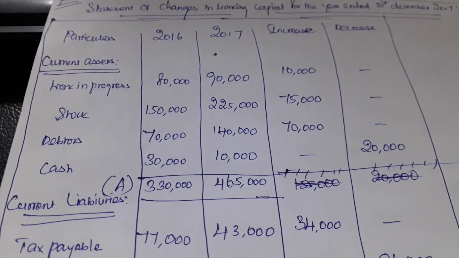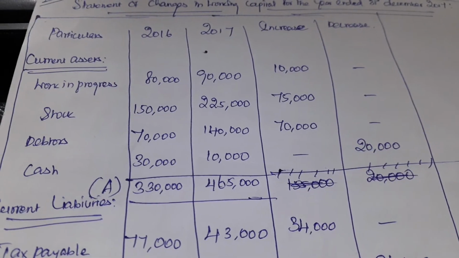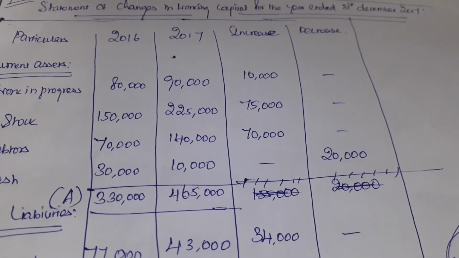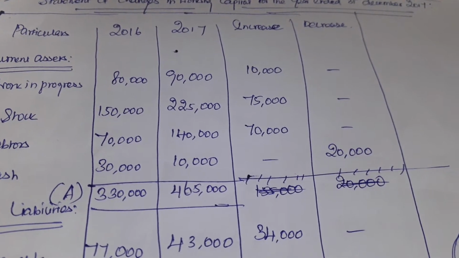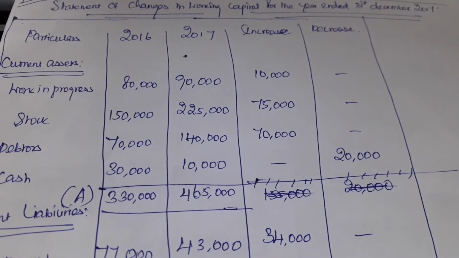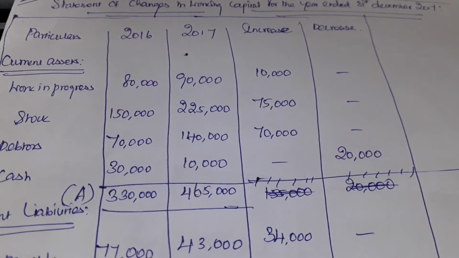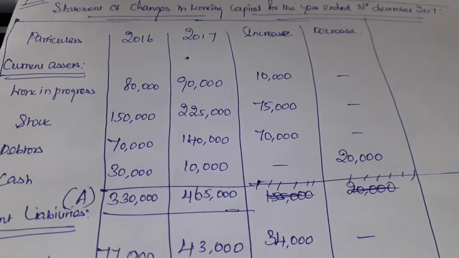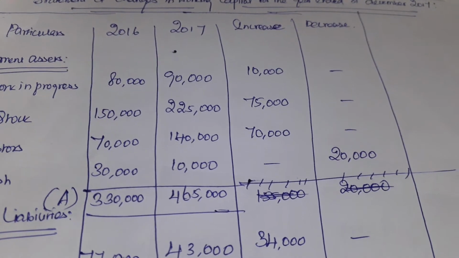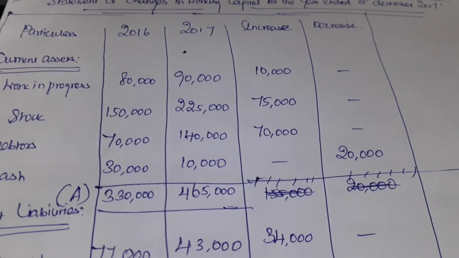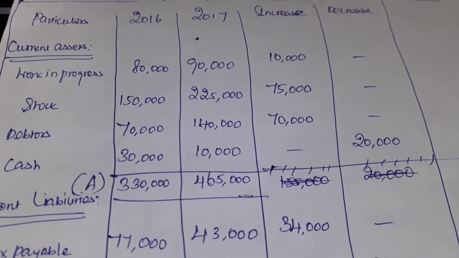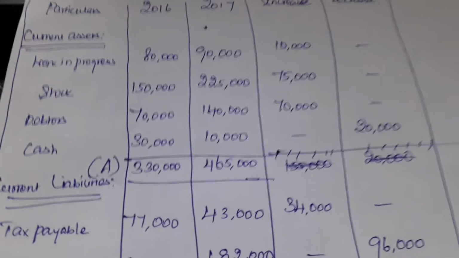So the current assets are just copied from the problem, for 2016 and 2017 respectively. In 2016 we got work in progress 80,000, and in 2017 90,000. It is increased by 10,000. That's why we have written it in the increase column. Like that we have filled the rest of the current assets column.